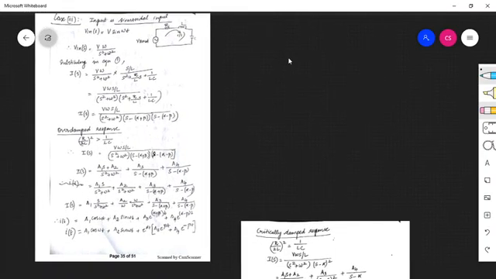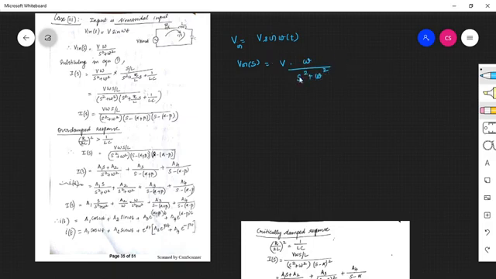Case 3 is when the input is a sinusoidal input. So once again, V of t is going to be equal to V sine of omega t. This is the input signal that we are giving. Now taking the Laplace transform, V remains the same. For sine omega t, the Laplace transform is omega by s square plus omega square.